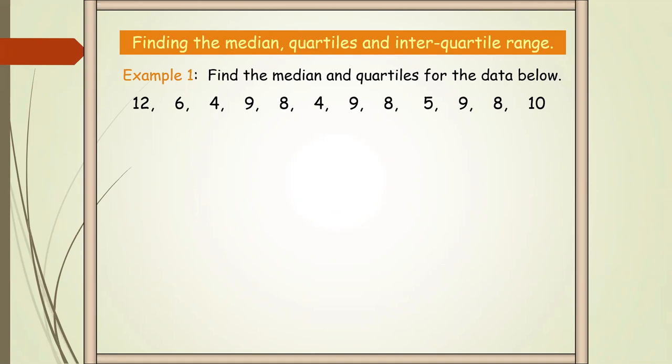All right. Anyways, let's go back to this. So you have this data set here, and it can be a data set of whatever you want. It doesn't matter. And what I want to do is take this data and find the median and the quartiles. The numbers are 12, 6, 4, 9, 8, 4, 9, 8, 5, 9, 8, and 10. What do you think the first thing we should do with this data set is if we want to find the quartiles? Yep, arrange it from lowest to highest. So here, I'm going to do that.